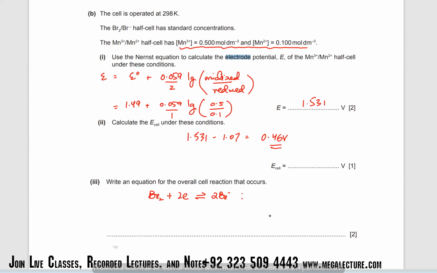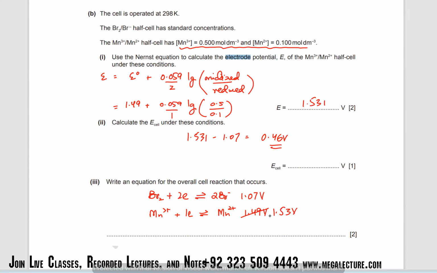अच्छा, कितना? 1.07 volts. The other one is Mn3+ plus 1 electron in equilibrium with Mn2+. This is 1.49 volts. No, not 1.49, वो change हो गया था इसका. It was actually 1.53 volts.